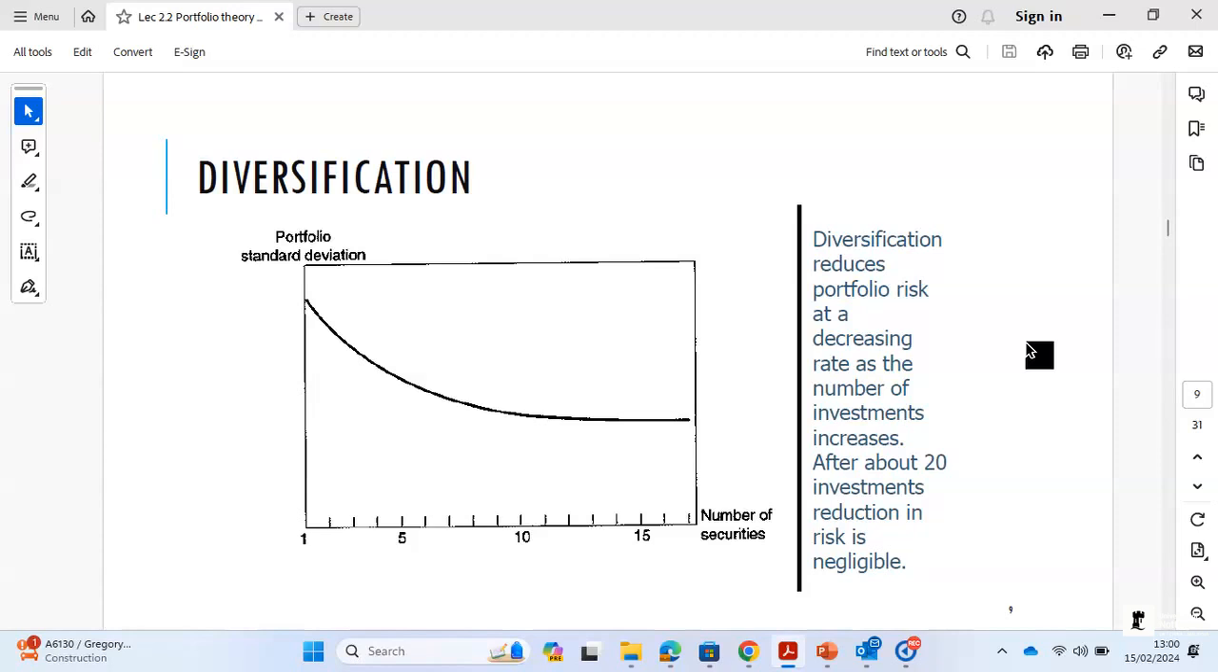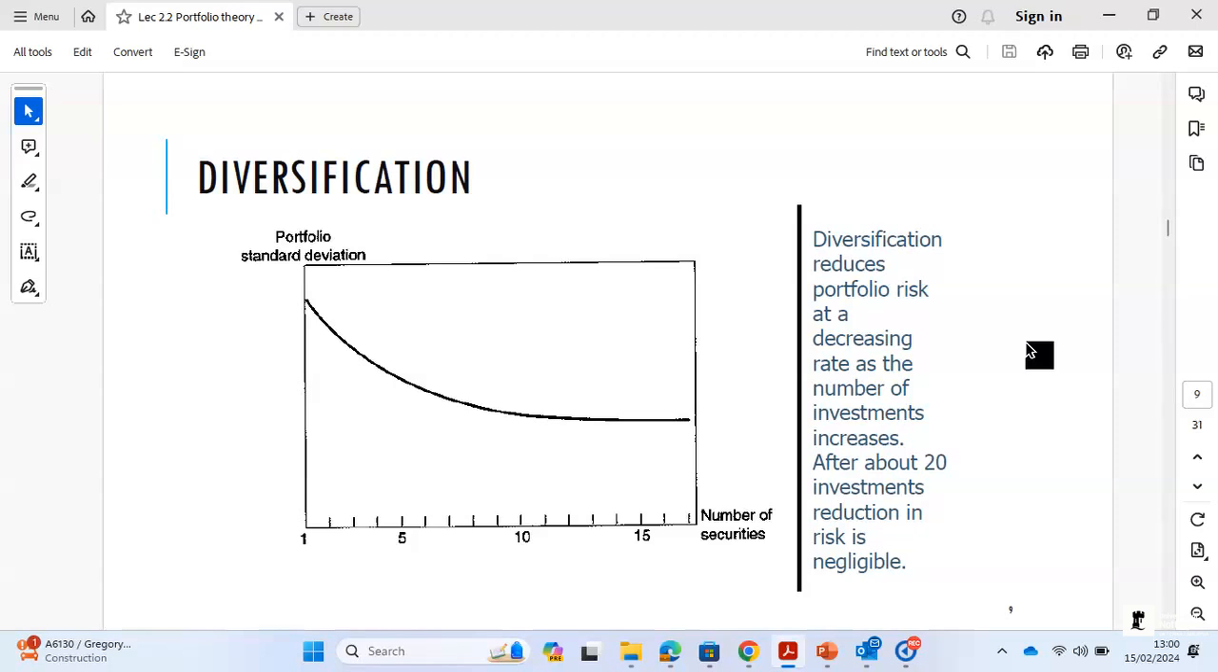So let's look at the evidence first. What does the data suggest, whether diversification works or not, and then we'll look at the technicalities of it. Okay? What makes the risk go down? I'll show you that as well. So this graph shows that as you add more securities, as you diversify, your risk goes down.